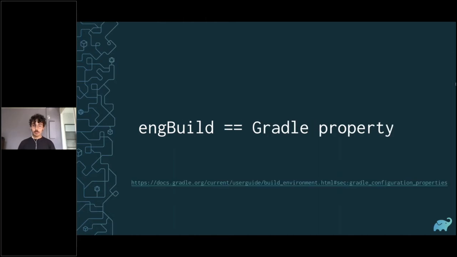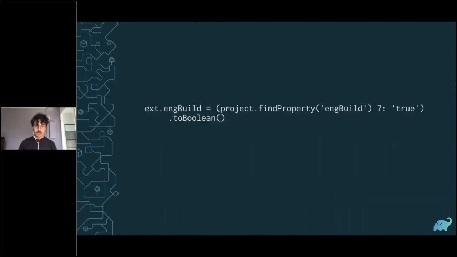So it's just a Gradle property. You can read about Gradle properties in this documentation. But what you can do is set this Gradle property, and it's really important to have these performance improvements in your build enabled by default, because when a developer checks out the build, you just want it to be a fast build.